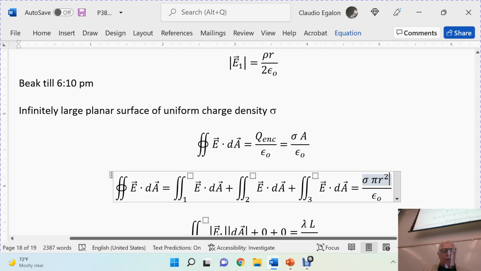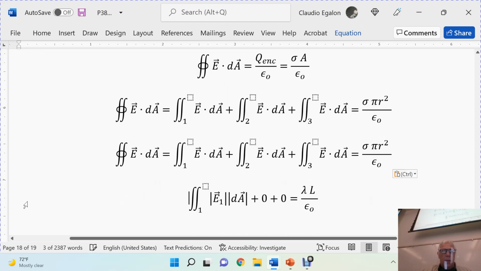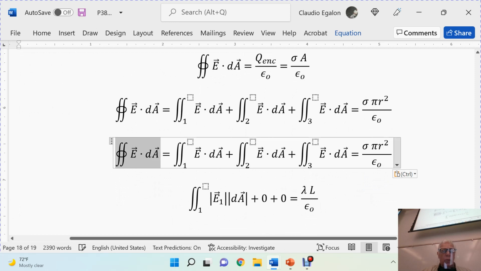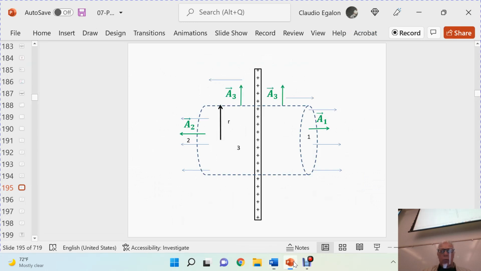I worked out the left side and I worked out the right side. Let's go for the next. So here goes surface 1, 2, and 3. Okay, surface 1. Here's the surface 1.